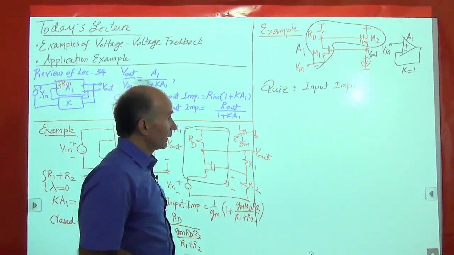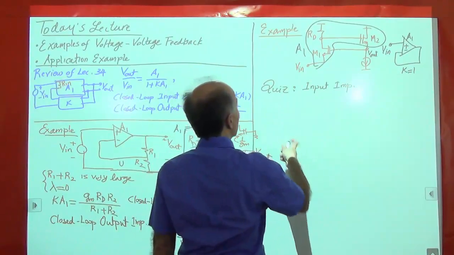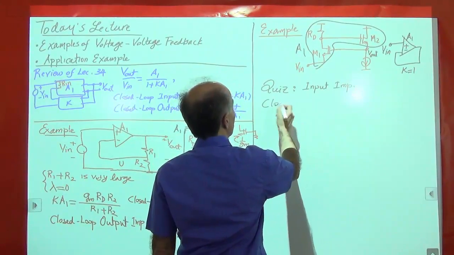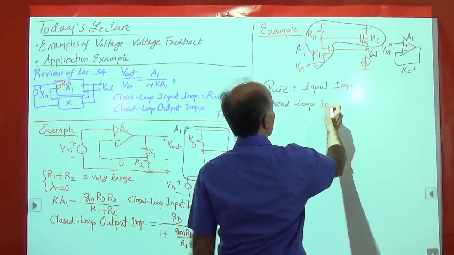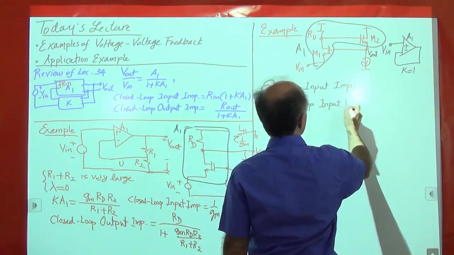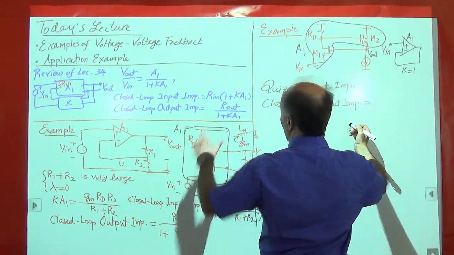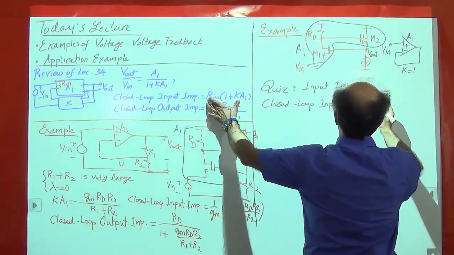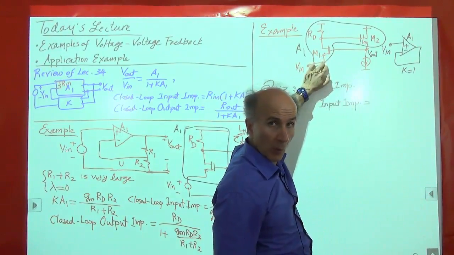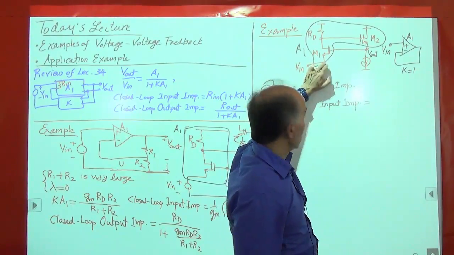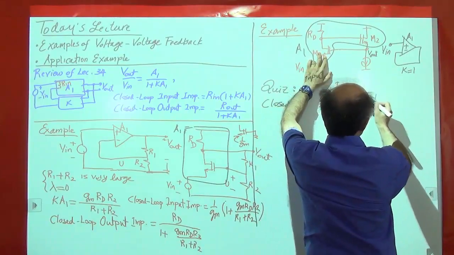Okay, so what did you get for the closed loop input impedance? All right, well, we have the closed loop input impedance is equal to, according to this equation, we have to find the input resistance before we close the loop, the open loop input resistance. Okay, we're looking into the source of a common gate stage. That's the 1 over gm, so that's 1 over gm1.